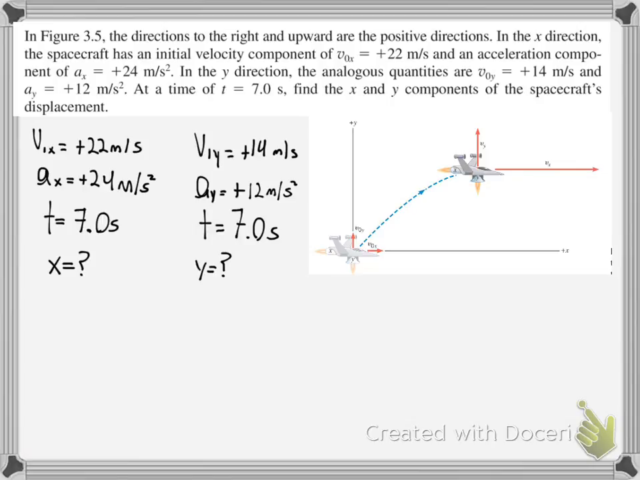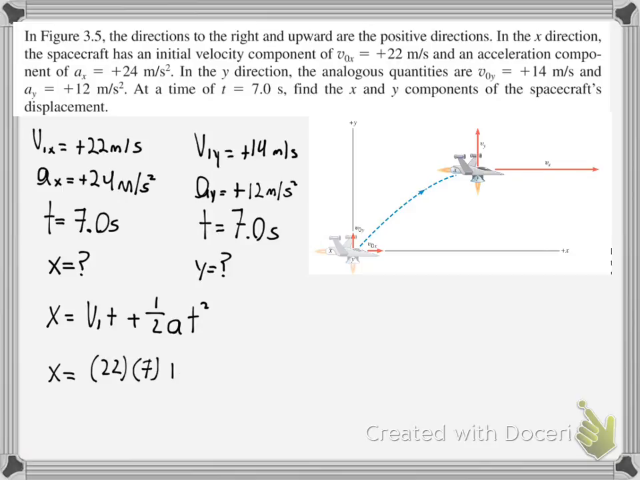So we would start off by finding the equation that we could best use here. That would be that our x is equal to our initial velocity times our time plus 1/2 of our acceleration times our time squared. Since we have the same variables for both our x and y, we can use the same equation for solving for our x and y components of displacement.